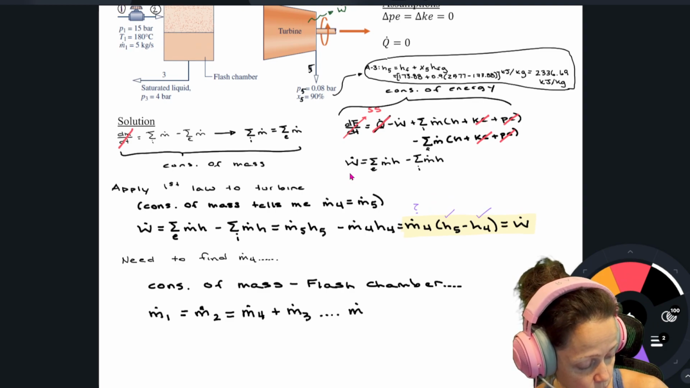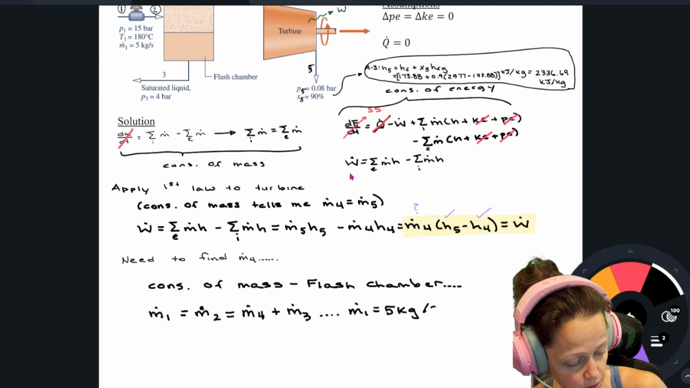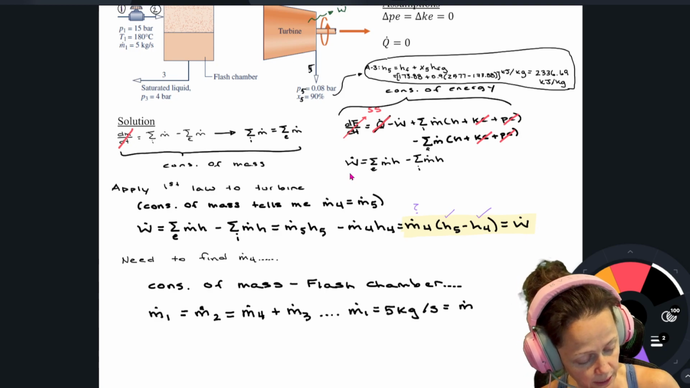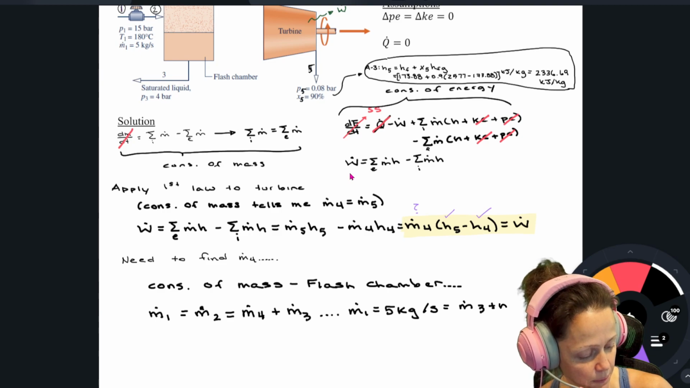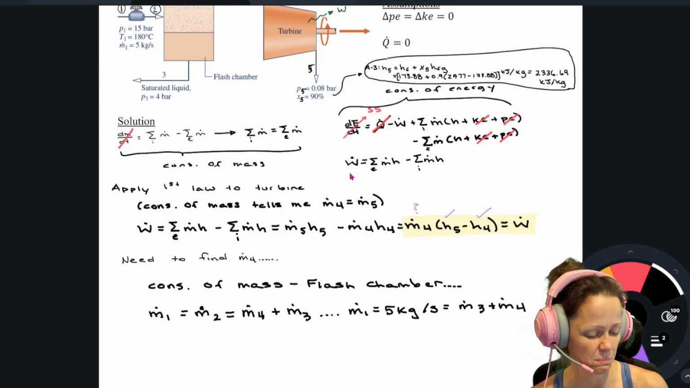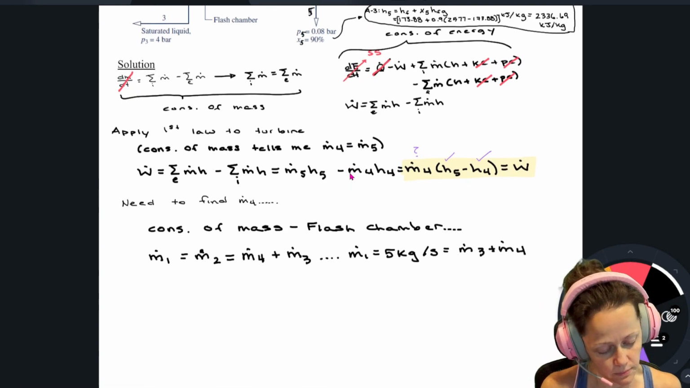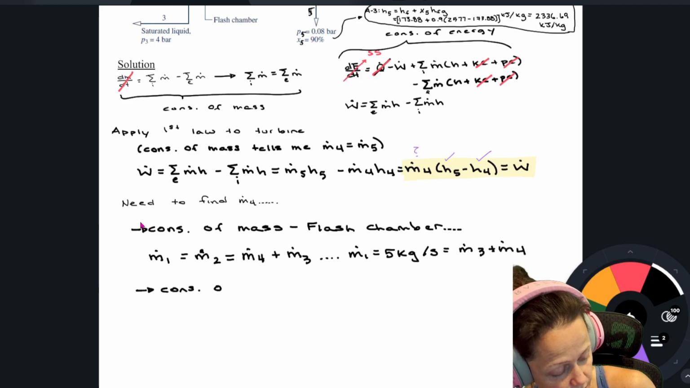I know M.1 is equal to 5 kilograms per second, and M.2 is equal to my M dot, I'm going to write these in order, M.3 plus M.4. That's good, but I still have 2 unknowns. So did the conservation of mass or conservation of energy again on my flash chamber.